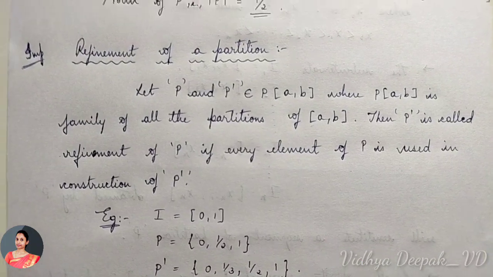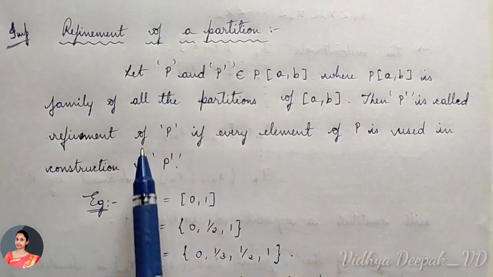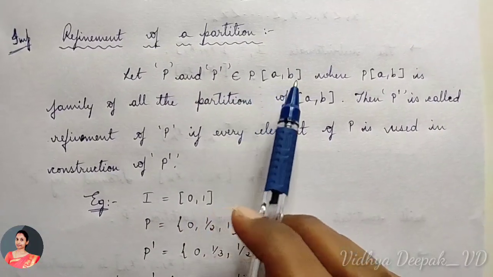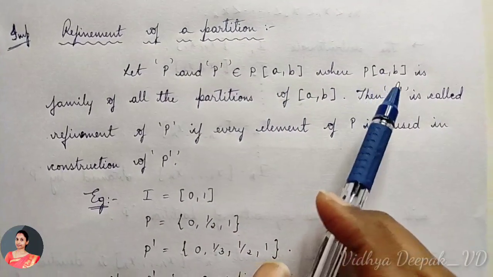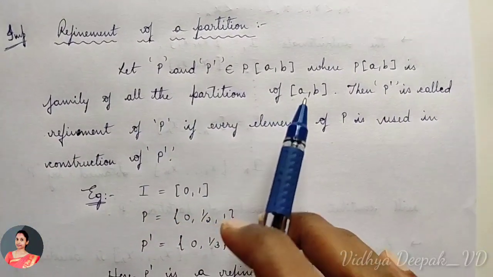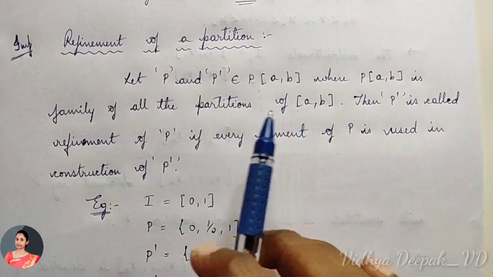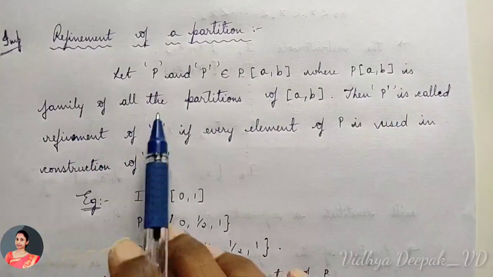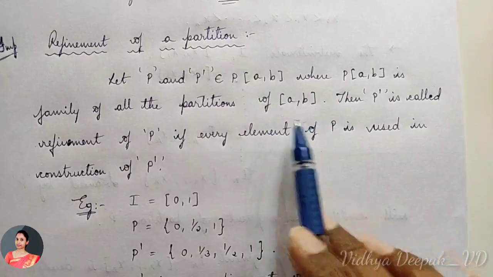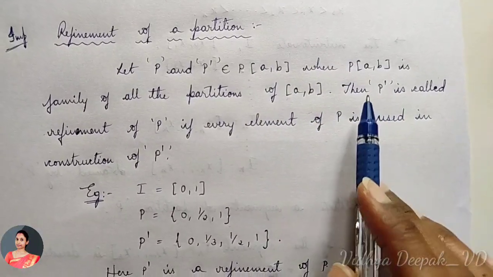Hello everyone. Let's see what is refinement of a partition today. Let P and P dash belong to P of [a, b], where P of the closed interval [a, b] is the family of all the partitions of the closed interval [a, b].